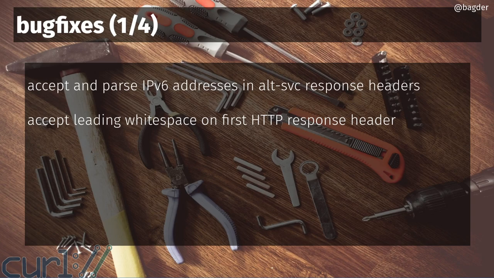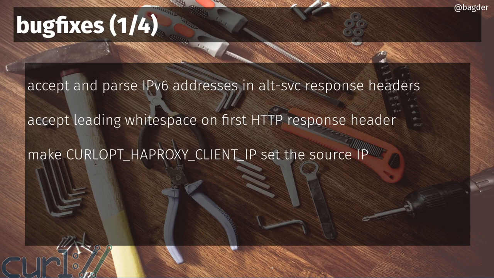Someone ran into the problem that curl didn't accept a leading white space on the first HTTP response header. And really, this is not how an HTTP 1 response header is supposed to look. A leading white space could exist on the other headers, what's called a folded header, which means a continuation from the header on the line before. But the standard says there can't be any leading white space on the first response header. Of course, it turns out that there are a few servers out there that send those, and they are silently ignored and accepted by a lot of other popular browser clients. So now curl accepts them as well.